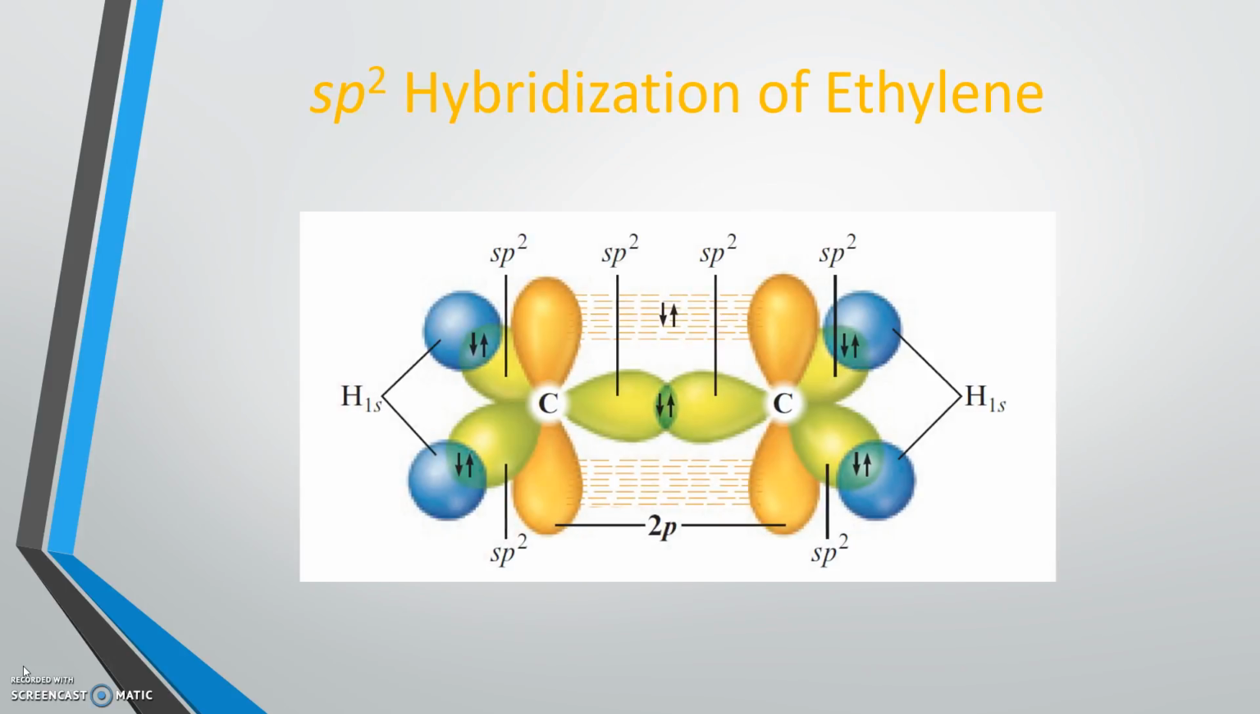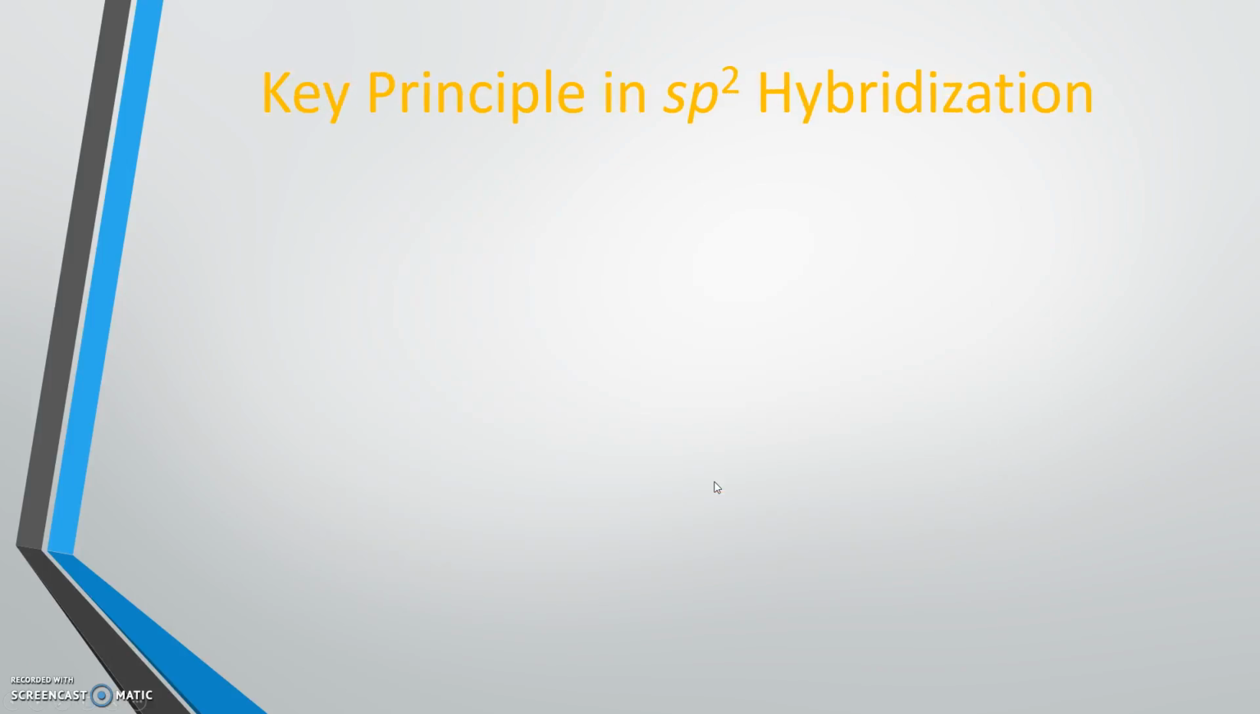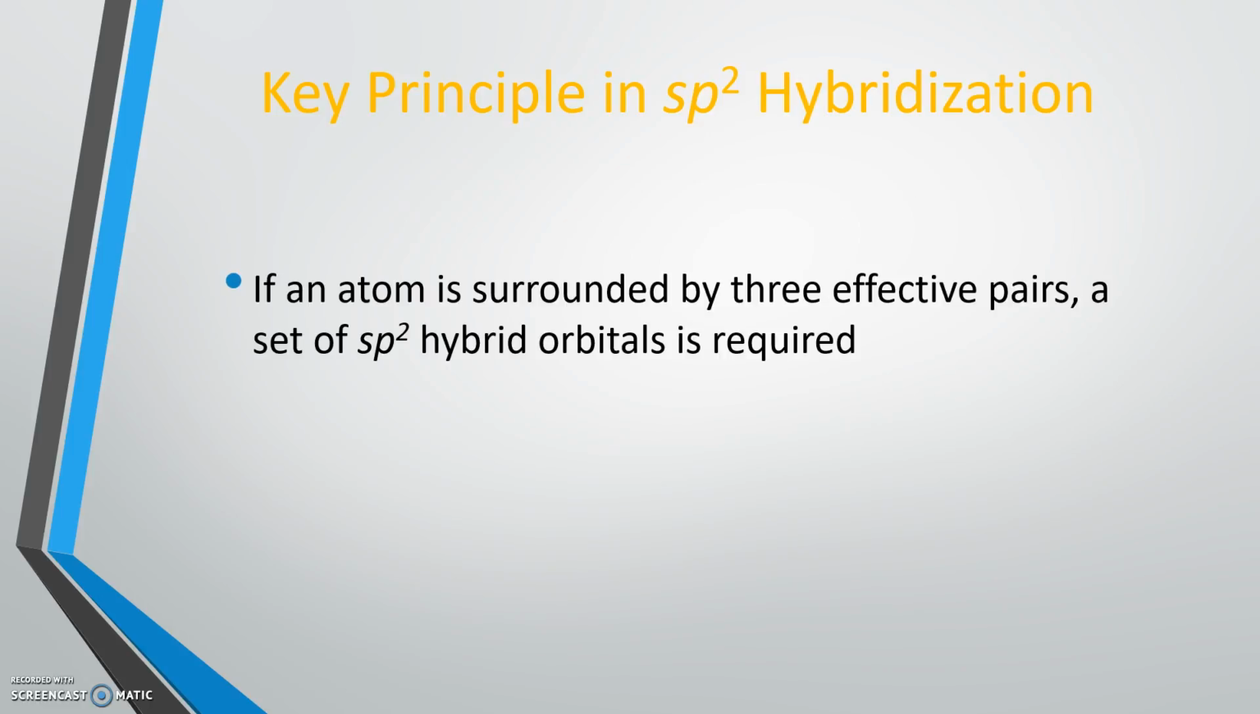So if we consider ethylene yet again, you can see the green sp2 orbitals around the carbon. One is being used to share electrons between the carbons for the single bond. The other two are sharing electrons with the hydrogen 1s orbital. We have this leftover p orbital, which is going to share electrons above and below the molecule, and that is the pi bond of the double bond. A key principle in sp2 hybridization is that if an atom is surrounded by 3 different electron regions, a set of sp2 hybrid orbitals is required.